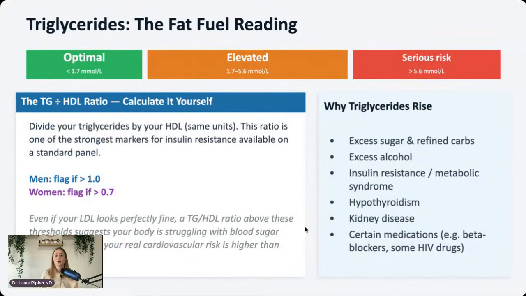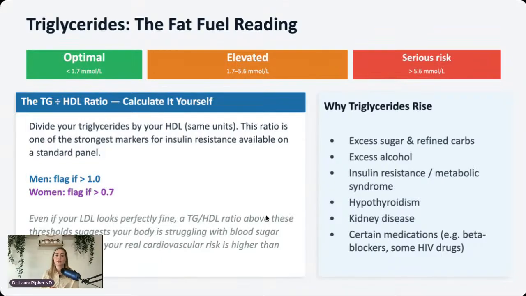And then we have your triglycerides. This is your fat fuel reading. So triglycerides are the fat your body makes from excess calories, specifically from sugar and refined carbohydrates. So when you eat more than your body needs, it converts the extra into something called triglycerides and then sends them into the bloodstream for storage. So this is like your body packing leftovers into the freezer. High triglycerides usually mean the freezer's getting too full too often.